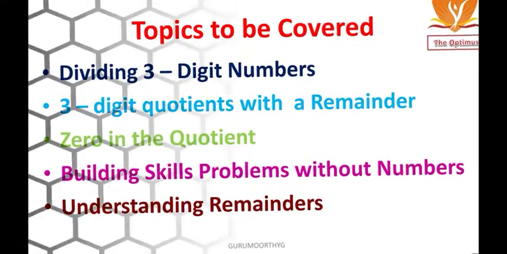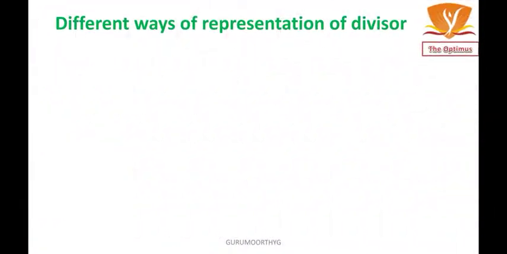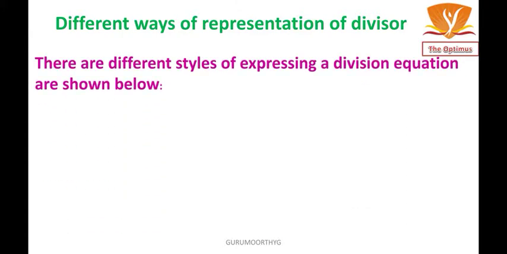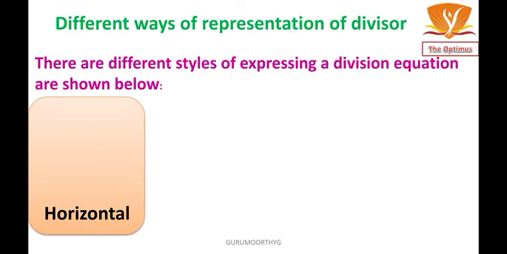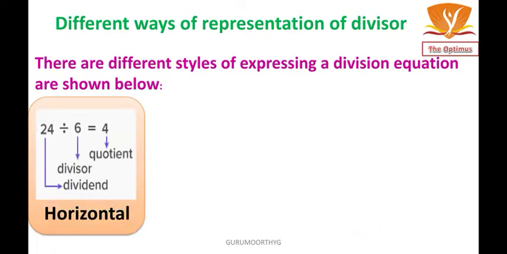First topic is different ways of representation of divisor. There are different styles of expressing a division equation, shown below. First one, horizontal method. 24 divided by 6 equal to 4. Here 24 is the dividend, next the division symbol, next 6 is the divisor, next the equal symbol, next the answer of the division, that is the quotient.